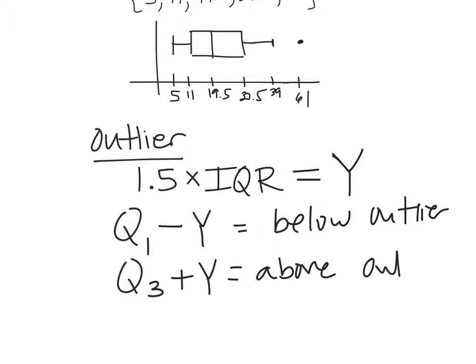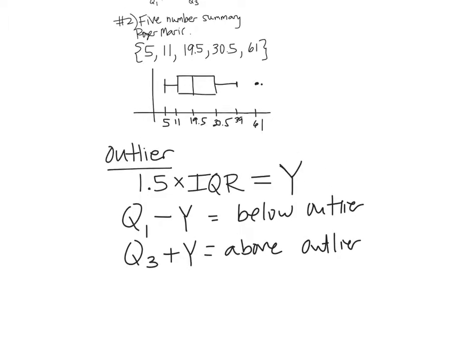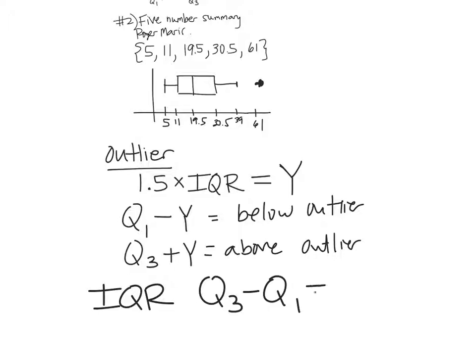So let's prove that 61 is an outlier on this one. We know it is. We can see it is. There's a dot out here showing that it's an outlier. So first we need to find what the IQR is. The interquartile range tells you the length of your box right there. It's going to be Q3 minus Q1. So in this case, Q3 was 30.5 minus 11.